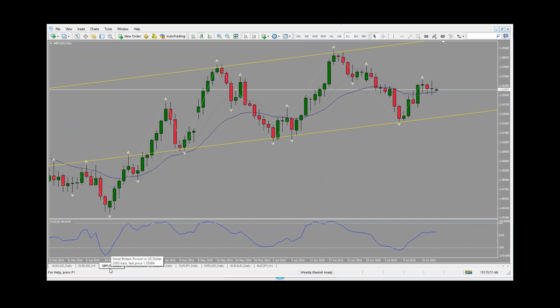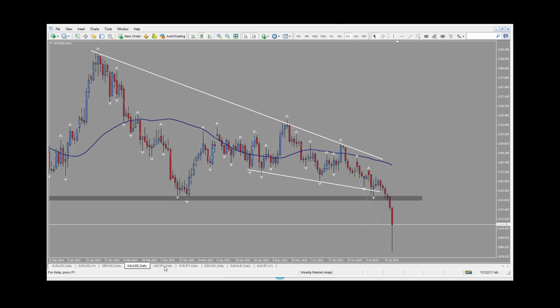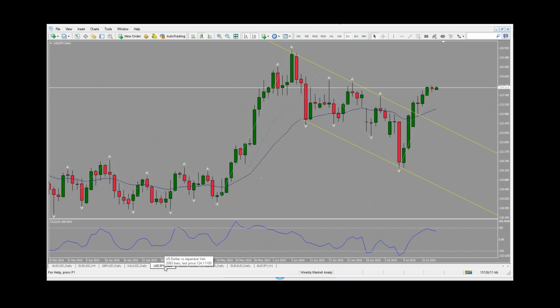GBP USD, we are waiting for an inside candle. Tomorrow morning we should get the confirmation if we've got it. Gold has already happened. We've got to wait for the next setup. US yen, we are in a trade and we're playing it out. If you're not, we're waiting for a pullback and a setup.